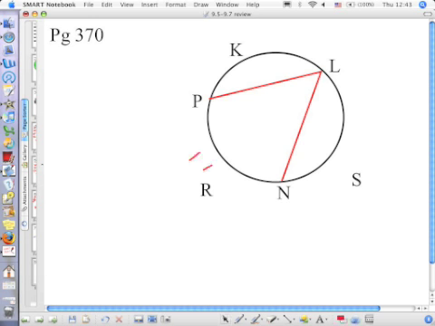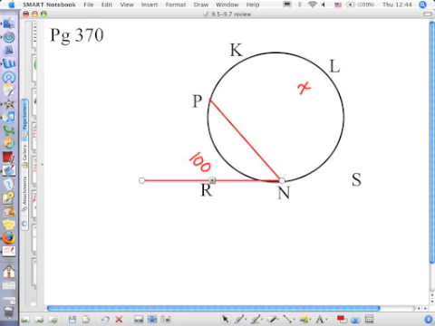50. PN had a measure of 100, so angle PLN was 50, because PLN is an inscribed angle, and this measure is half of the arc. That's only true if its vertex is on the circle, not at the center.